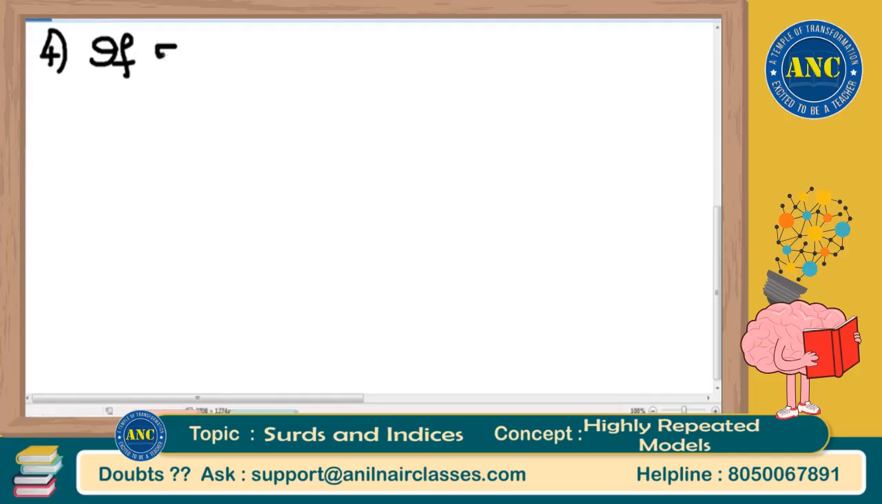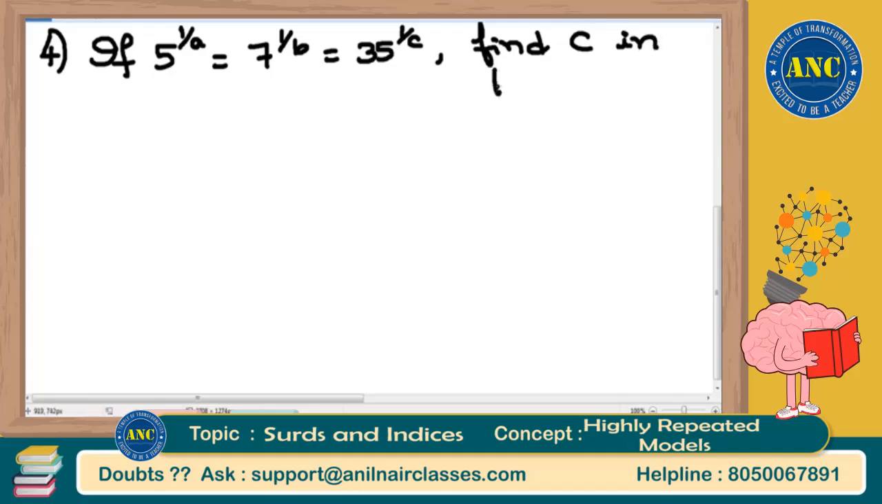Listen carefully. Your fourth question is: if 5 power 1 by a, instead of x power 1 by m in my previous question, now they are putting numerical values for the base, is equal to 7 power 1 by b is equal to 35 to the power of 1 by c. Your question is: find c in terms of a and b.